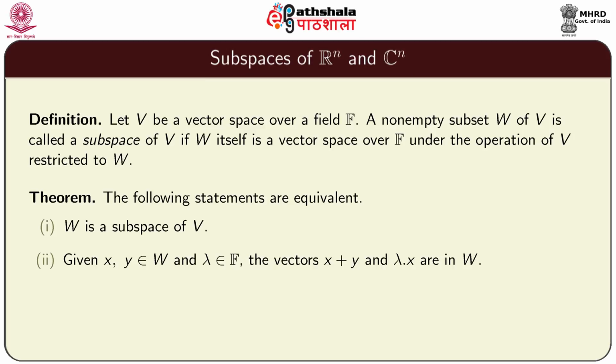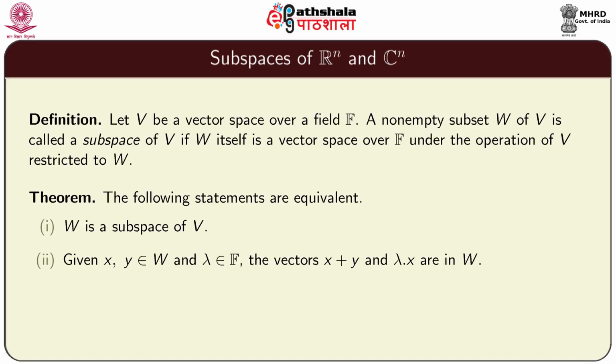Now, when we say that W itself is a vector space over F under the operation of V restricted to W, that means if we restrict that binary operation plus to the subset W cross W, then the image of that map is going to be in W. In other words, if we take x and y from W, then x plus y will be in W. Moreover, V has a scalar multiplication with respect to F. That means there is a map from F cross V to V. Once again, if we restrict this map to the subset F cross W, then again the image is going to lie in W. That means if we take a scalar lambda in F and a vector x in W, then lambda dot x is going to be in W.